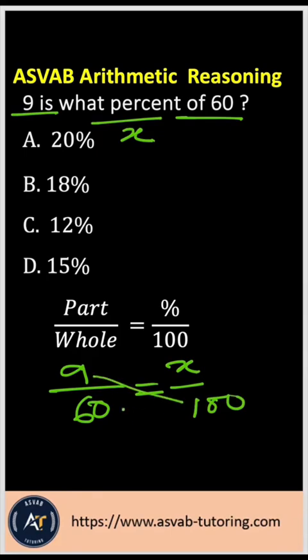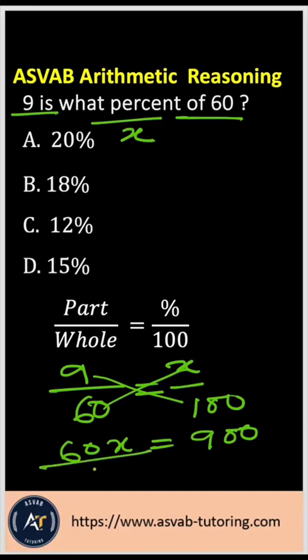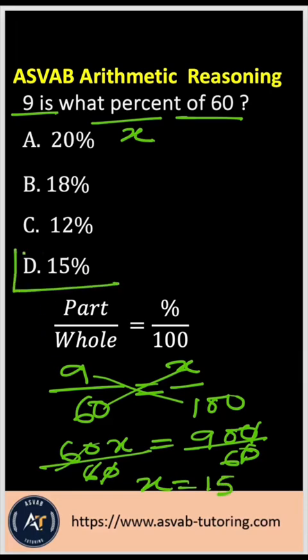If you cross multiply, that gives you 60x equals 900. If you divide both sides by 60, this 60 cancels out. On the other side, this 0 cancels out, so x equals 90 divided by 6, which is 15. So the correct answer is option D. Make sure that you practice multiple times in order to fully understand the problem.